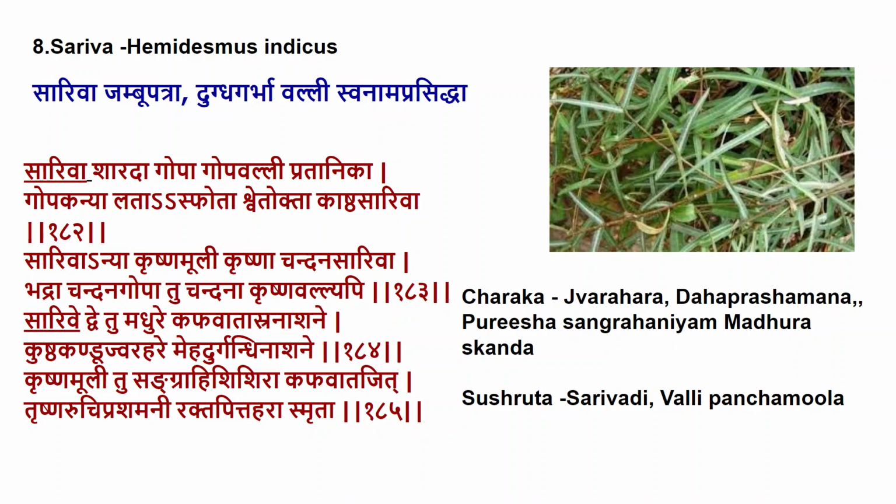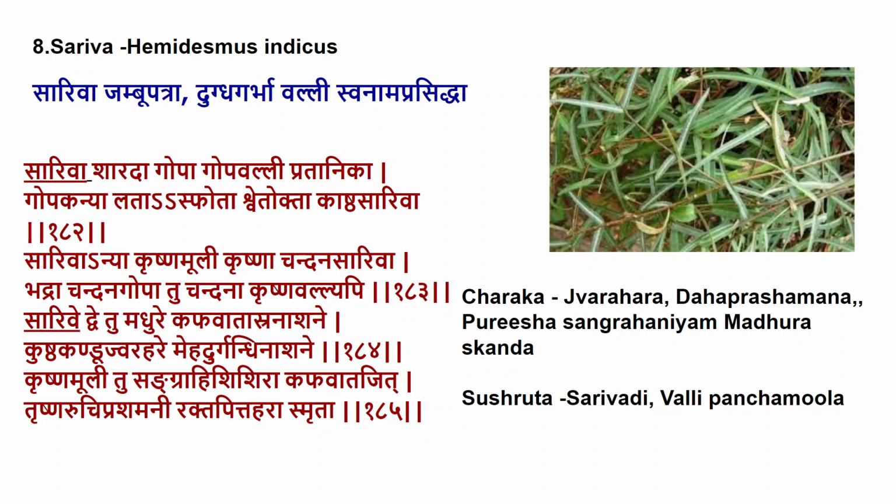Kushta, Kandu, Jwara Hare, Meha, Durgandhinashane. They are specifically used in Kushta as well as Kandu and Jwara conditions. Now, Krishnamuli has to be Sangrahi, Shishira, Kaphavata Jita. Krishna Aruchi Prashamani, Raktapittahara Smita, is used in Krishna, Aruchi, etc. This Sarsaparilla syrup, Sariva syrup, is quite frequently available in the market during summer season to reduce the impact of the heat. So maybe ideally the Krishnamula Sariva has to be used in that context.